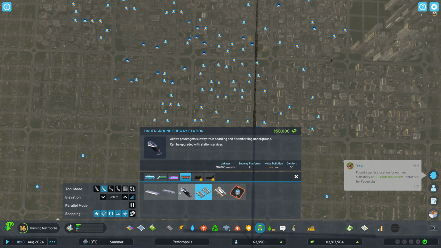So we currently have our subway system. What are we looking at right now? This is a really awkward way to be looking at things. Okay, the subway station is here, for sure. We can put in station services. That'll increase the comfort level. I'm not too concerned about the comfort level right now, to be honest.